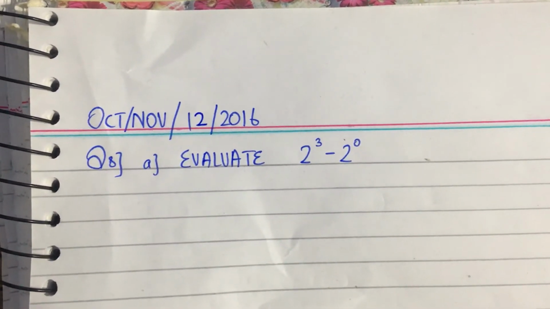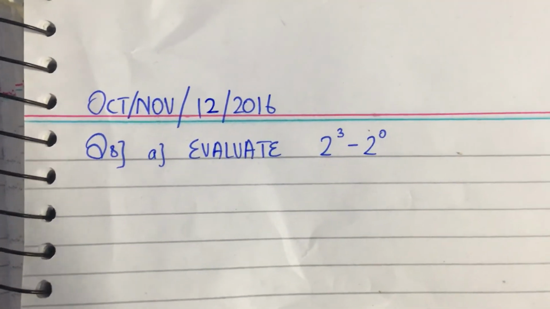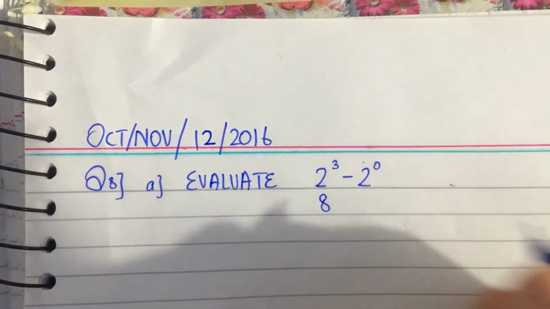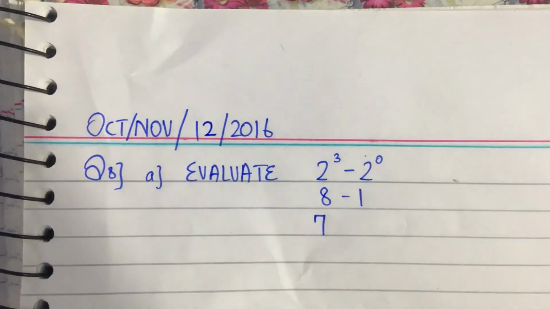Question number 8, part A says evaluate 2 cube minus 2 power 0. 2 cube is 8 and 2 power 0 is 1, so our answer is 7.